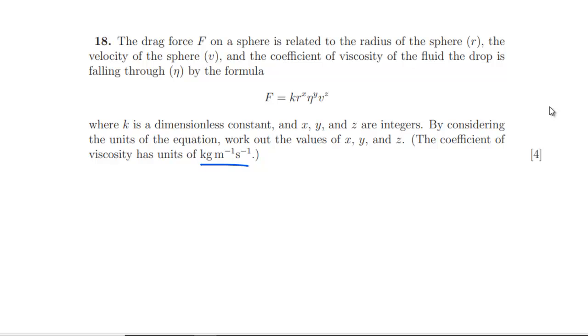Right, so let's put all of these in then. So force, so mass times acceleration, so kilogram meter per second squared. That's what we've got on the left. Then on the right, K we can ignore.